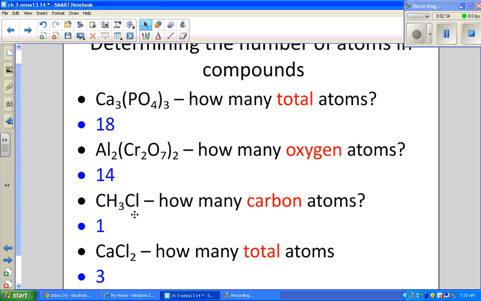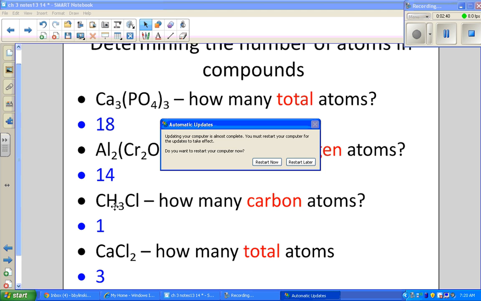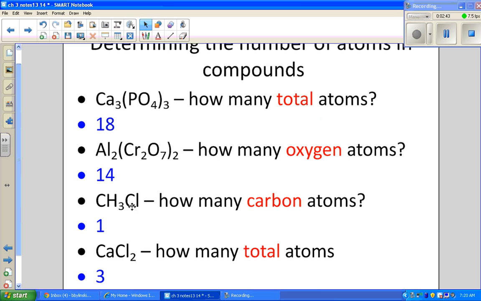Okay, what about a formula without a parentheses? I ask you for carbon atoms. Careful, carbon is here. This is H3, and this is Cl. That's actually chlorine. So that is different from just the C by itself. So the answer is just 1.